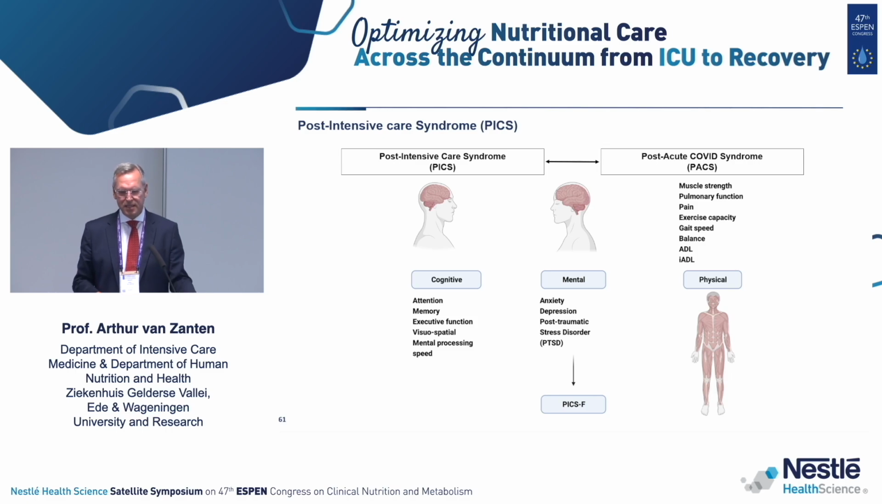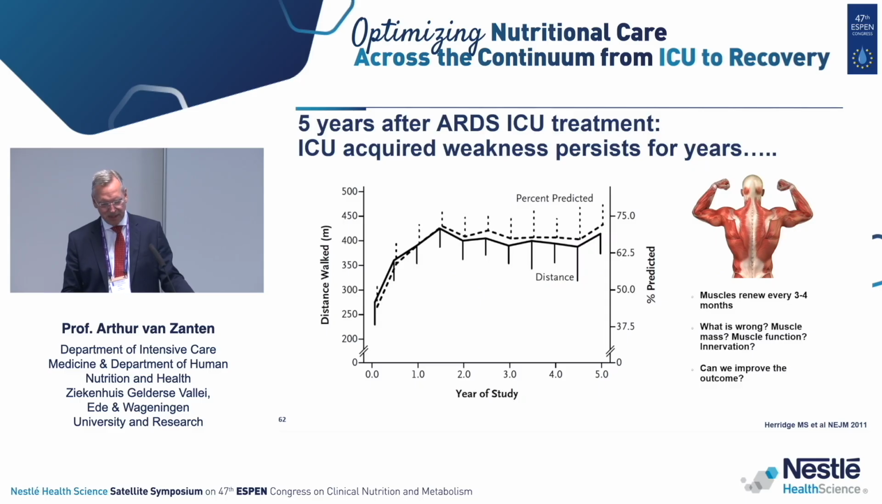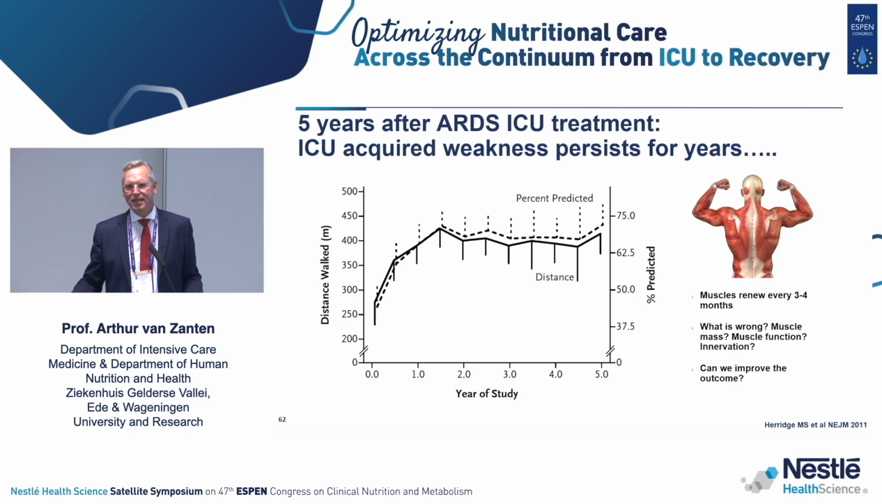So this is a multimodal problem. We have to do several interventions to improve those. We know from the work of Margaret Herridge, showing that in ventilated patients with ARDS, 5 years after ARDS, the walking distance performance is still only 60% compared to age-matched controls. So there's something wrong, and Elisabeth already alluded to it. There's a 1 to 2% breakdown and regeneration of muscles per day, so every 3 months or so you have new muscles, but it doesn't happen in patients who have been in the ICU.